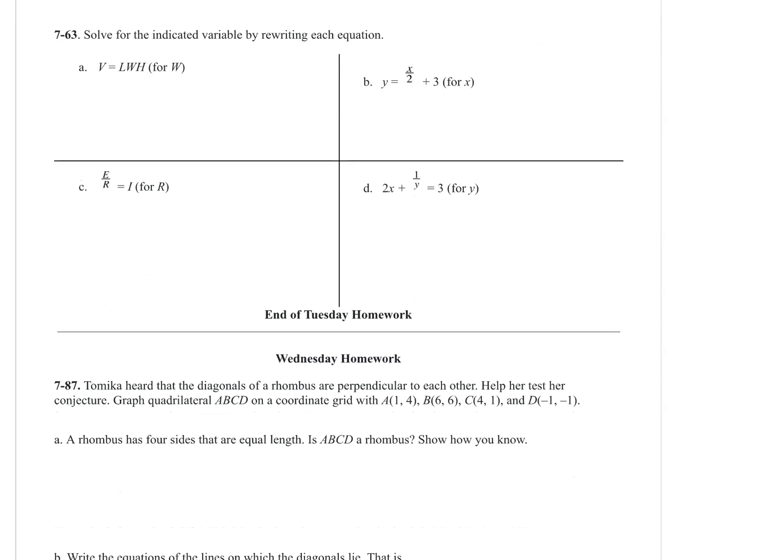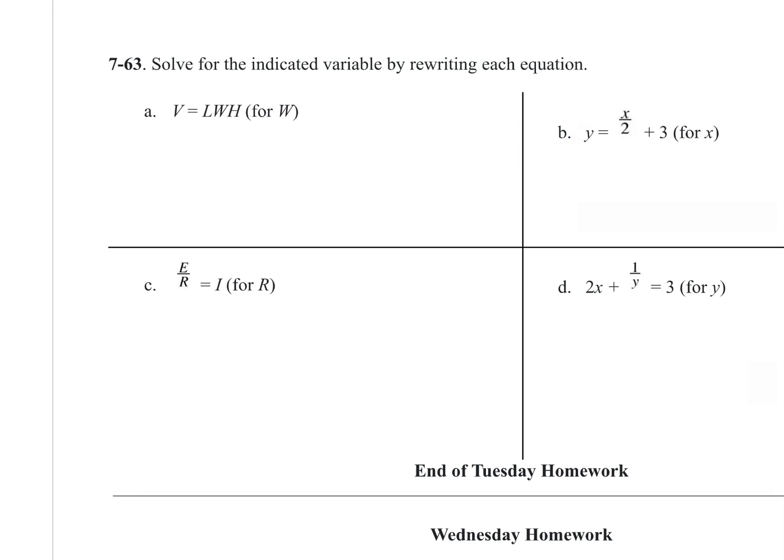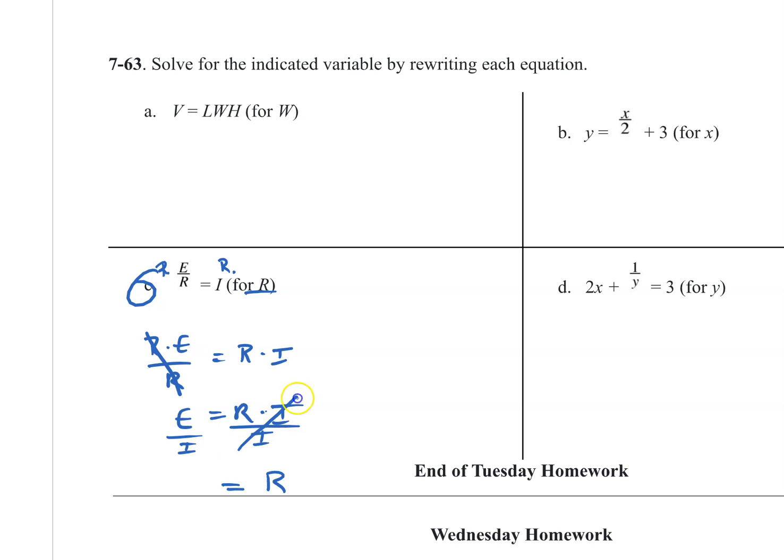Solve for indicated variable. Let's look at C. Let's solve for R. I see a fraction, so we multiply by the denominator on both sides. That's going to be R times E over R equals R times I. On the left-hand side, R divided by R cancels, and I get E equals R times I. Now to solve this for R, we need to get R all by itself. So we need to undo this I. You can undo multiplication with division. So divide both sides by I, and R is equal to E divided by I.